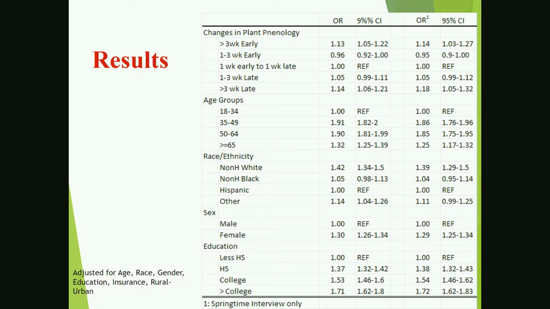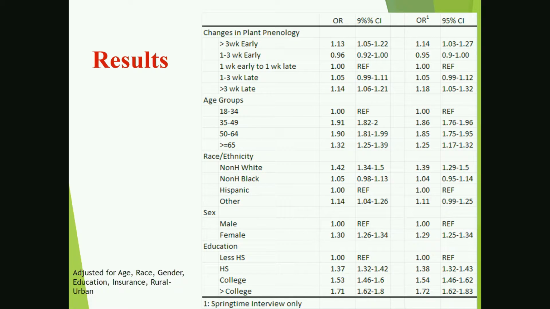This is one of the main results, where I'm showing you odds ratios and 95% confidence intervals. So the odds ratio is basically the odds of disease among people who are exposed divided by the odds of disease among people who are not exposed, or in this case, the normal category. Okay, so everything gets compared to that normal, 1 week early to 1 week late. And we call that the reference category. So everything else gets compared to that.